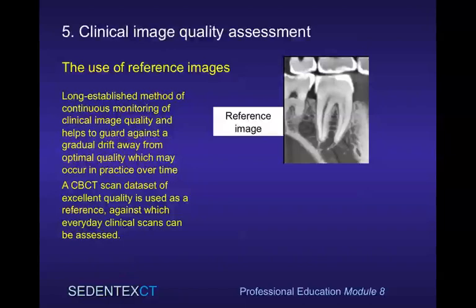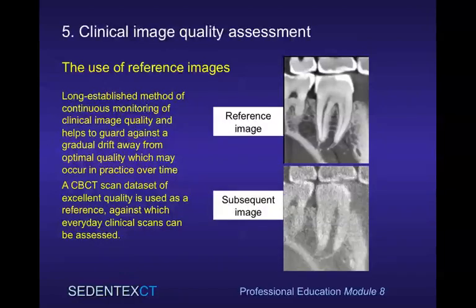For example, here on the top right, we have a reference image, a reformatted image from a cone beam CT scan dataset. Obviously, if your clinical images and subsequent examination were beginning to change their image quality, such as the one on the bottom right here, then you would be aware that there was a problem and it needed to be corrected.